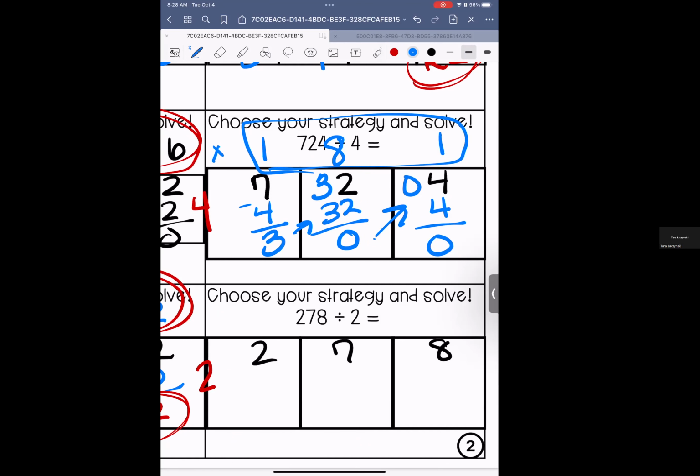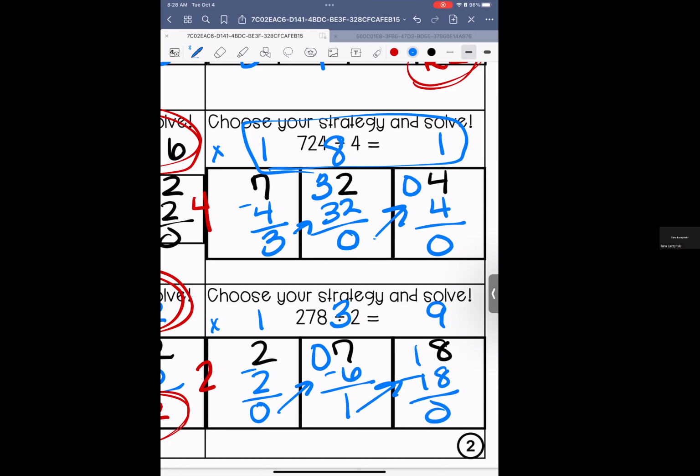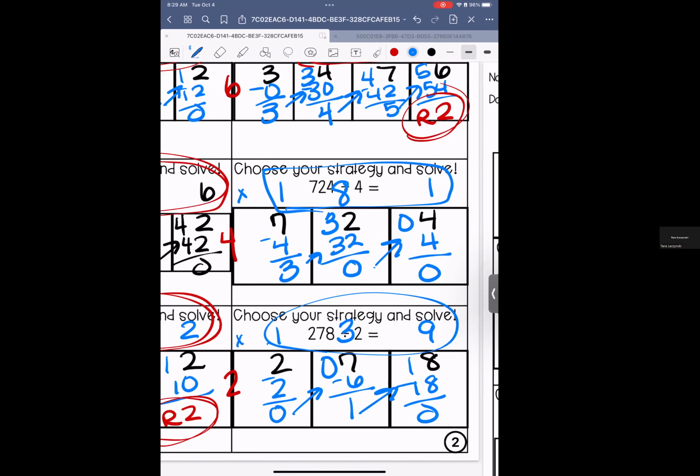All right, last one for this page. 2 goes into 2 one time because 1 times 2 is 2. Subtract for 0. 2 goes into 7 3 times is the closest, which gives us 6. I bring my 1 next door. 2 goes into 18 9 times on the nose. We're left with 0. Our answer for this one is 139. That's the end of page 2.